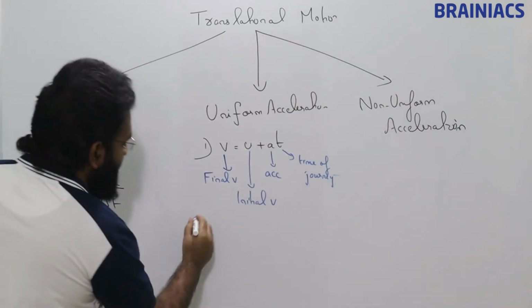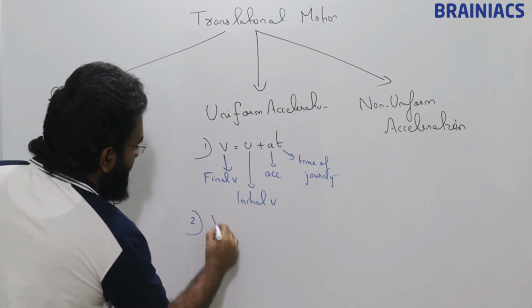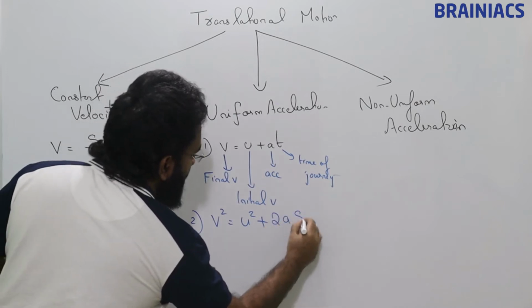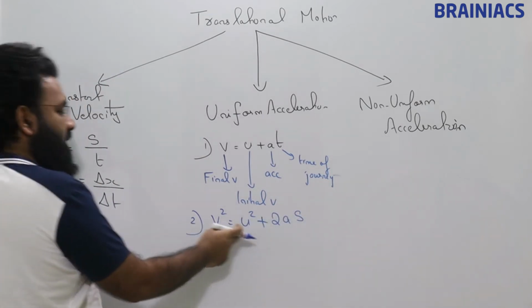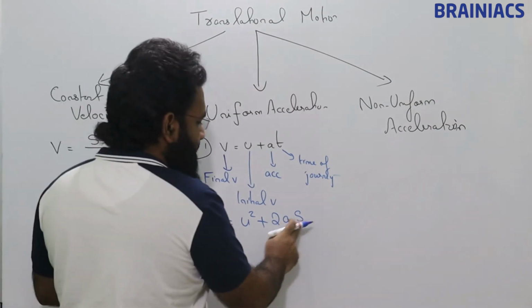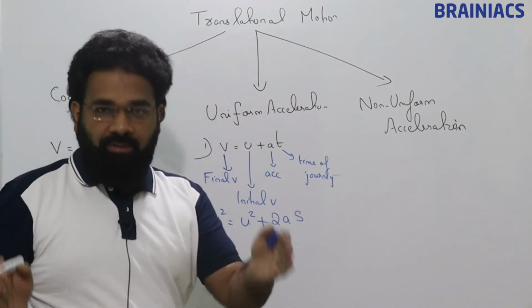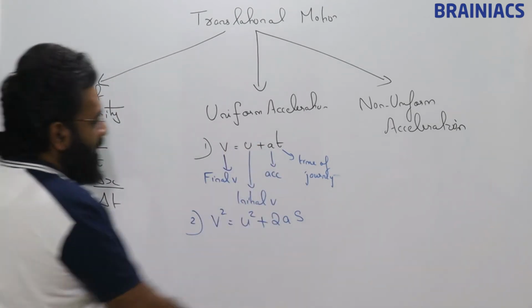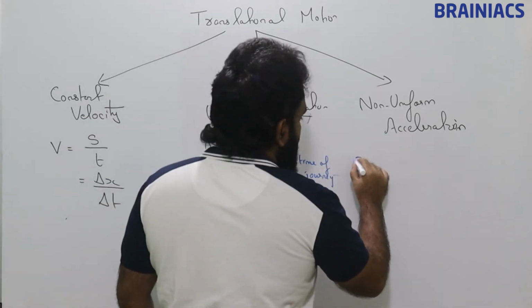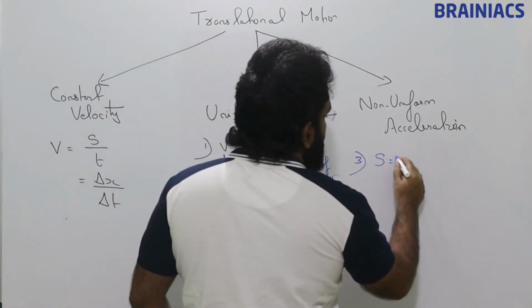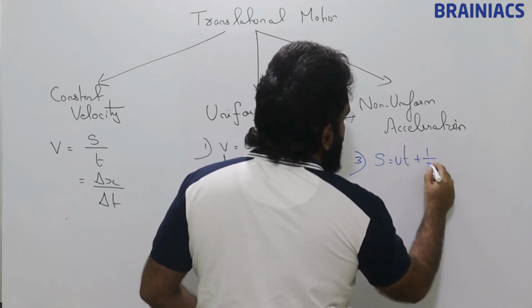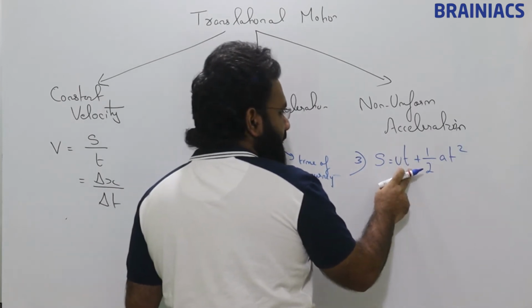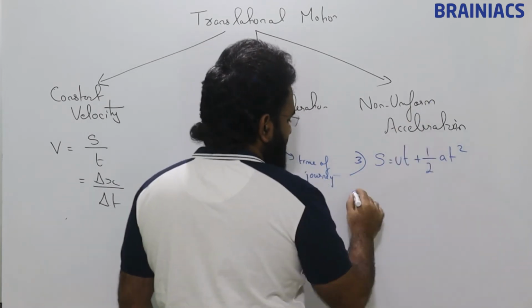Second equation, v square is equal to u square plus 2as. Same way: final velocity, initial velocity square, acceleration, and s is the total displacement of the journey, I mean how much the observer is observing, that much. Okay, the third one I am writing here, no problem. Third one is s is equal to ut plus half at square: displacement, initial velocity into time of journey, acceleration, time of journey square.